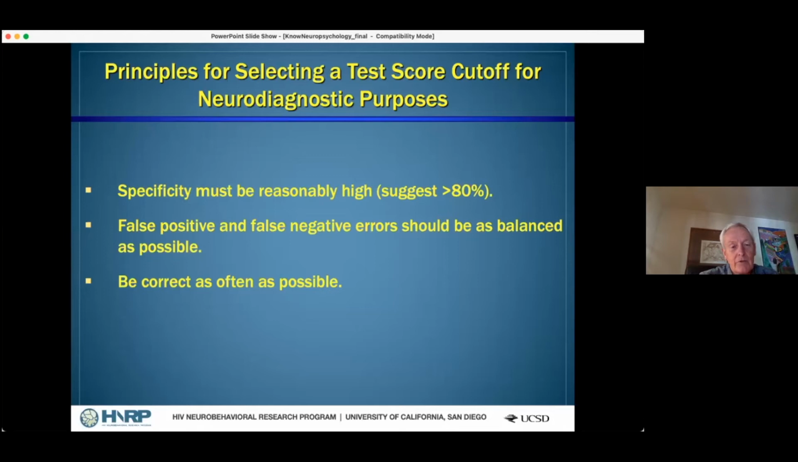And this one is more complex. I'm not going to get into it, but it may depend upon the nature of the population you're working with, and the kinds of neurologic disorders you're looking at. If you're looking at moderate to severe Alzheimer's disease, you can make your cutoff a lot more stringent, and you'll probably still get all of them.